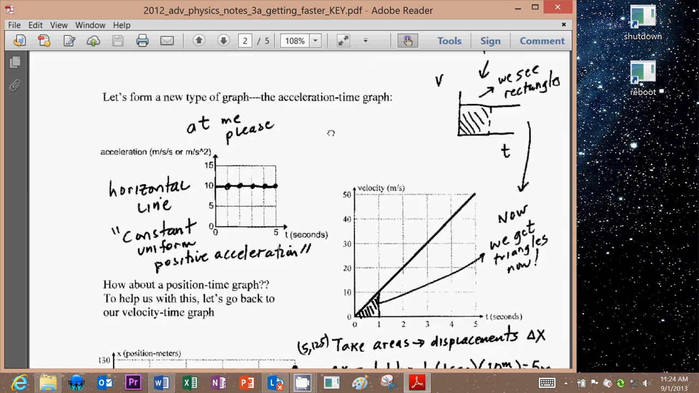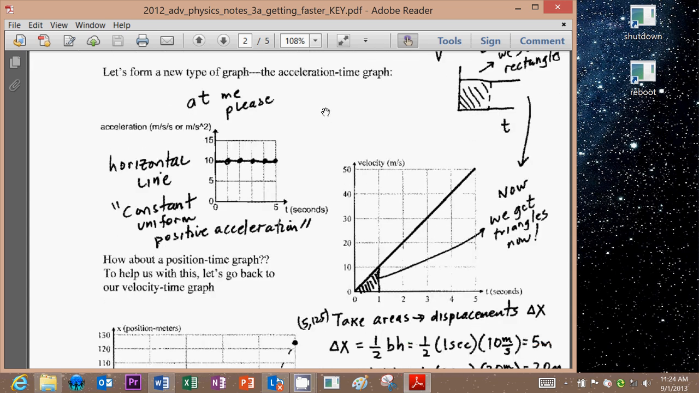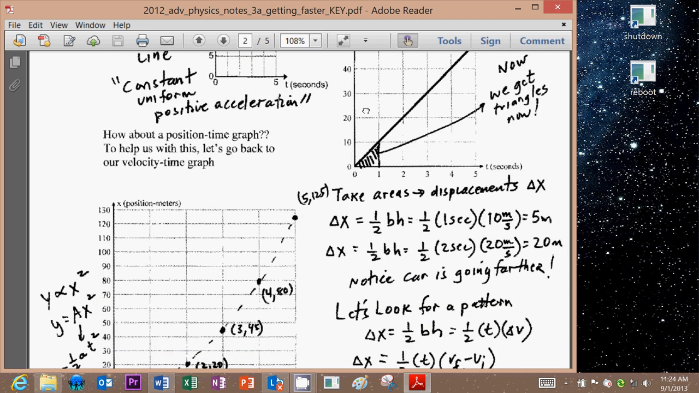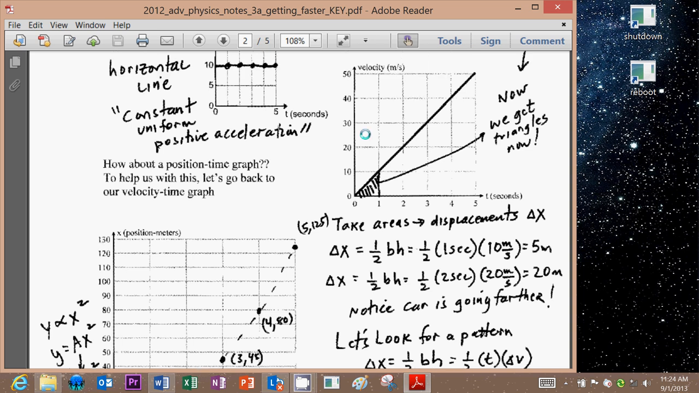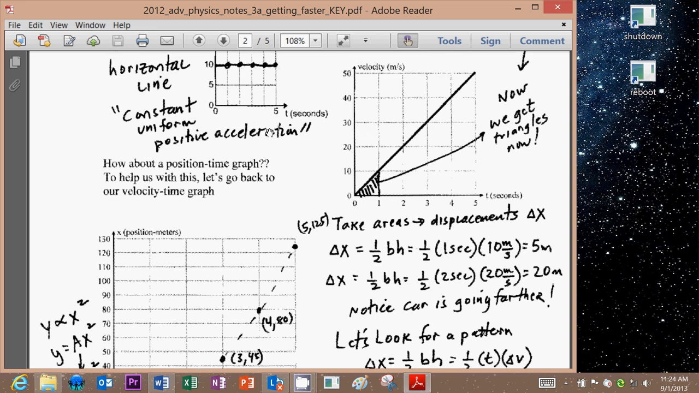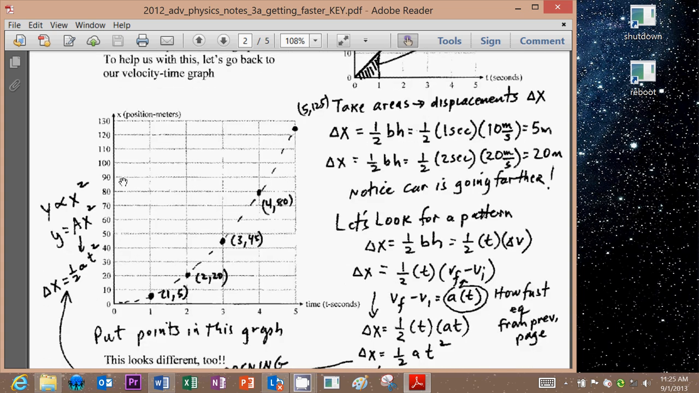So we then talked about what an acceleration time graph is. That's a horizontal line when an object's constantly accelerating. For this car, it was 10, right? So we drew a horizontal line here. And now we need to get the displacement time graph, or the position time graph. Well, we did that by taking areas, and we were able to figure out that the shape of this position time graph for an object getting faster represents this top opening parabola.